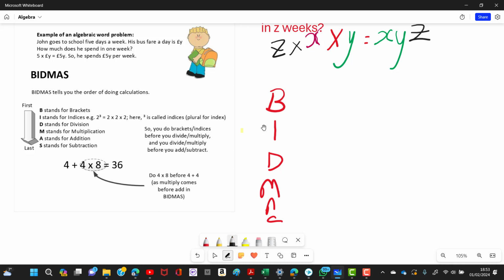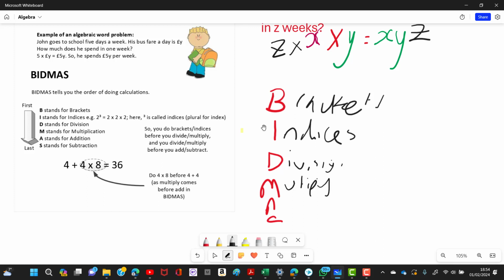So first you do brackets, then indices. Indices we've covered in numbers here. Indices means like 3 squared. The number floating in the sky is called indices. Division, multiply, add, subtract. So this is the order of doing things.